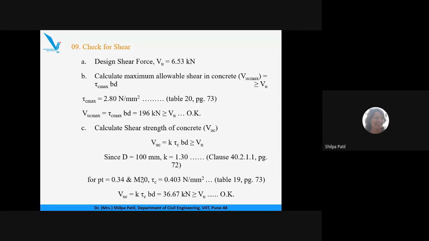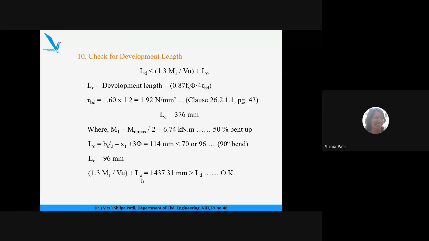So to avoid this repetitive work, it is always better to assume the D value, or adopt the D value, to the higher side. Okay, so the check for shear is also satisfied. The last check is check for development length. Now this formula we have already discussed yesterday.